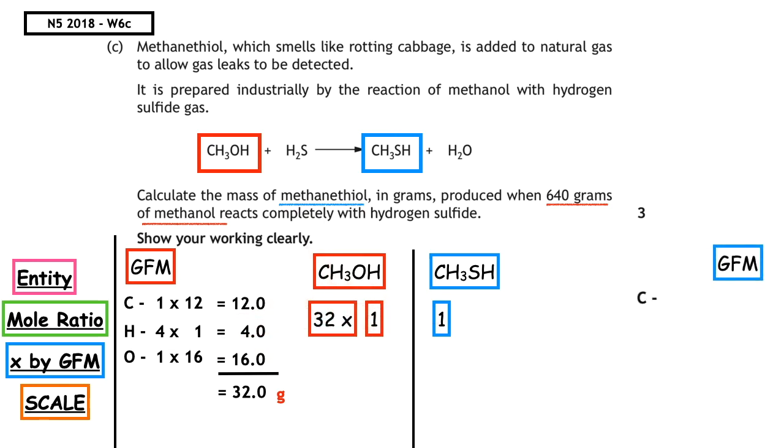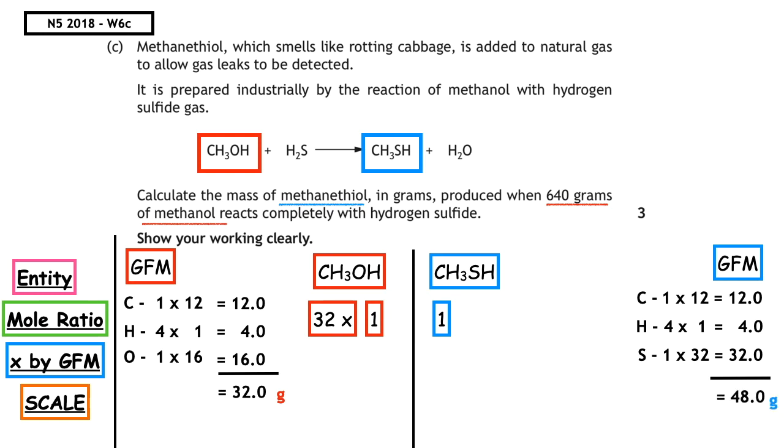We have carbon. How many do we have in the formula? We have 1 multiplied by the relative atomic mass, which is 12. 1 times 12 equals 12. Hydrogen. How many do we have in the formula? We've got 4 multiplied by the relative atomic mass, which is 1. 4 times 1 equals 4. Sulfur. How many do we have in the formula? We have 1 multiplied by the relative atomic mass, which is 32. 1 times 32 equals 32. So we have a gram formula mass of 48 grams.